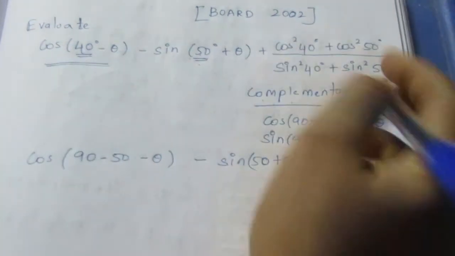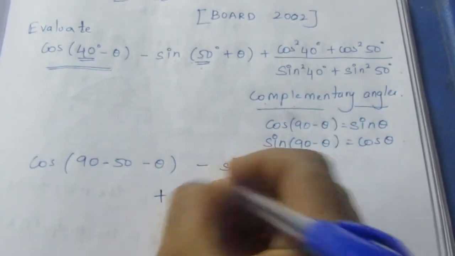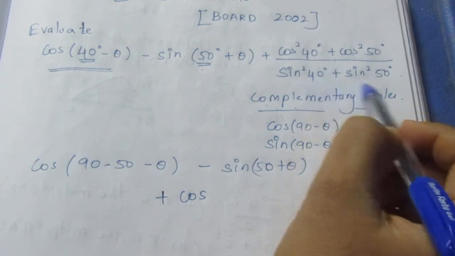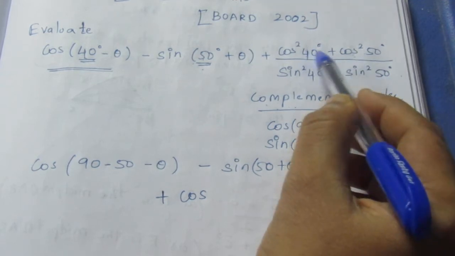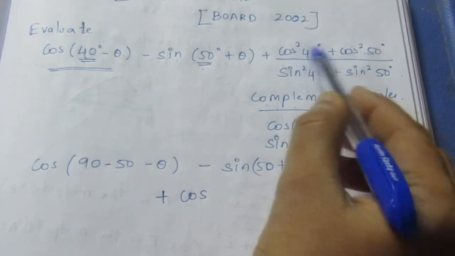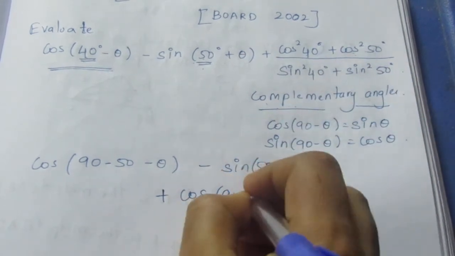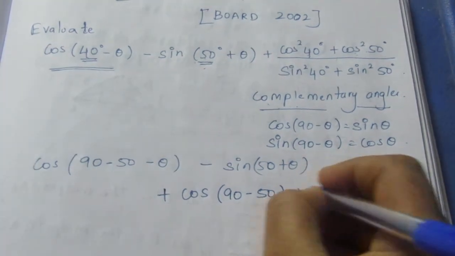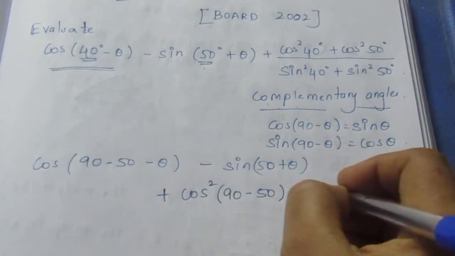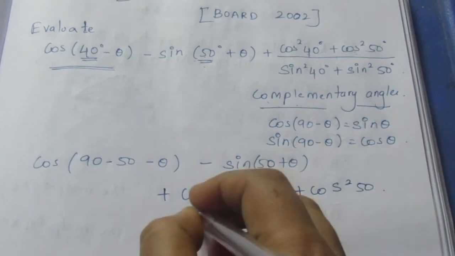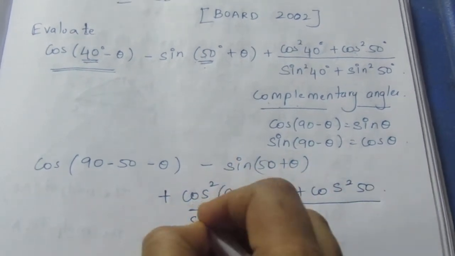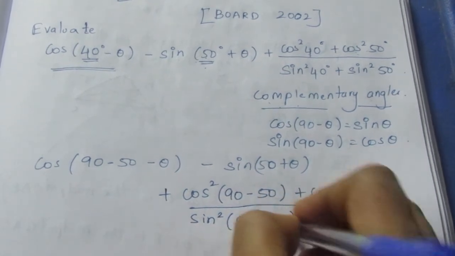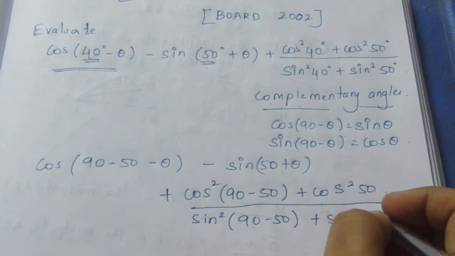Now plus this plus cos square, even this we can change. These 2 if I add, I get 90 degree. So I want to change only one angle of this, so I am changing this as 90 minus 50. It is only 40, so it is 90 minus 50. The same way I will not change this, so this becomes cos square 50 by sin square. I want to change this, so this becomes 90 minus 50, plus sin square 50.